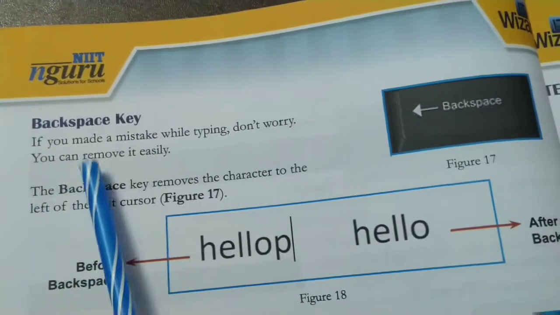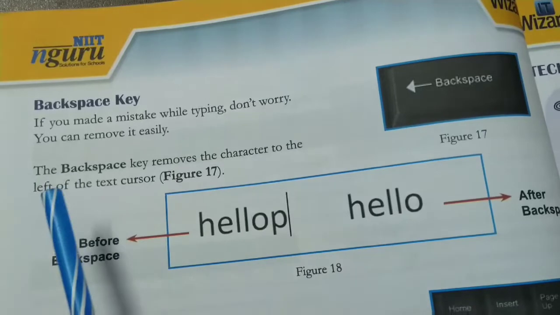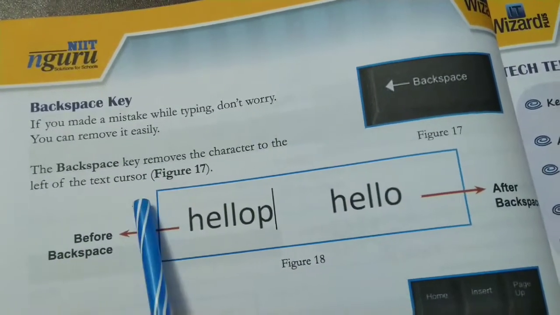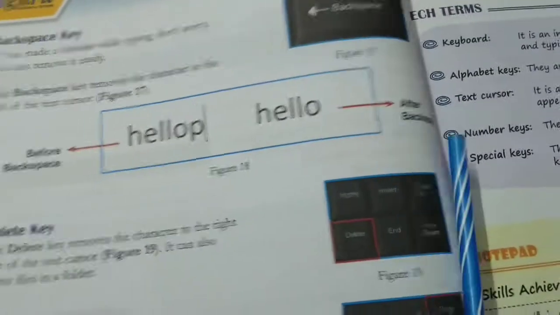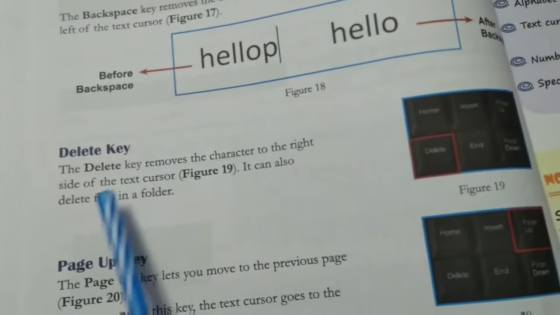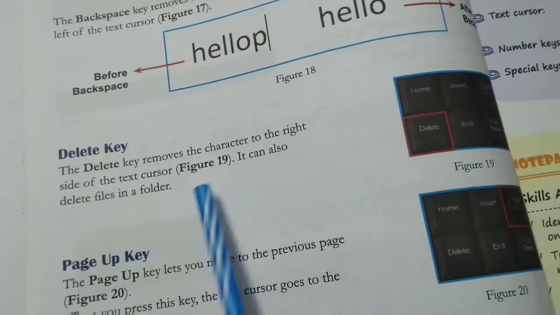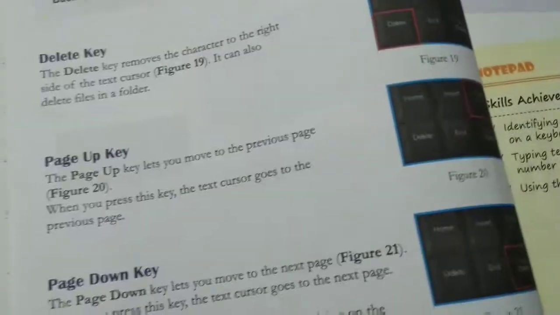Backspace key. If you made a mistake while typing, don't worry, you can remove it easily. The backspace key removes the character to the left of the text cursor. Before backspace, this is after backspace. Delete key. The delete key removes the characters to the right side of the text cursor. It can also delete files in a folder.